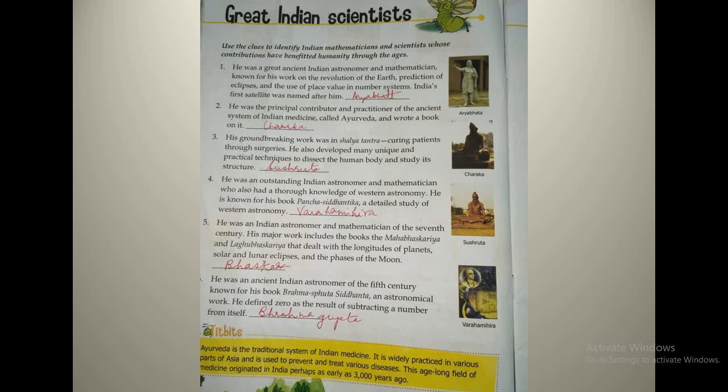And the very first satellite was named after him. His name is Aryabhatta, right? In Hindi it is Aryabhat, but when we write the spelling in English, we usually add A at the end of that word, right? Ram becomes Rama, right? So similarly here, Aryabhat, Aryabhatta.